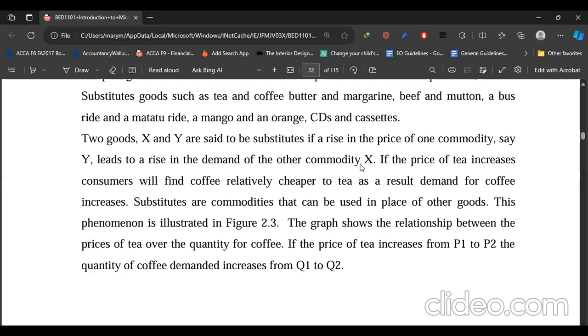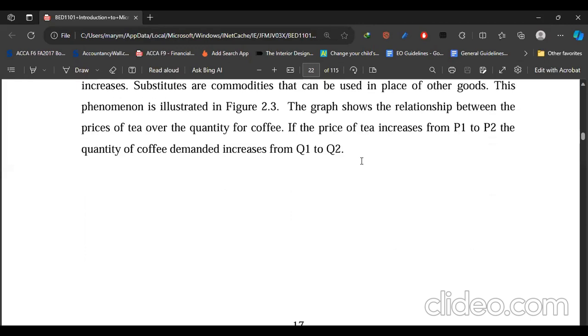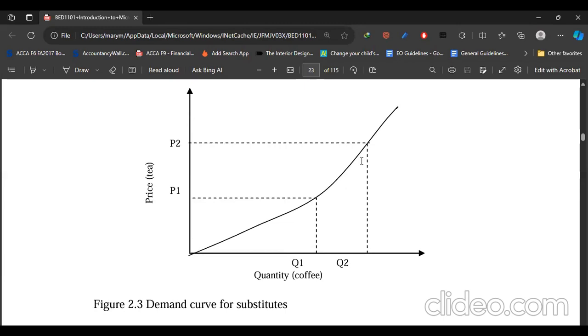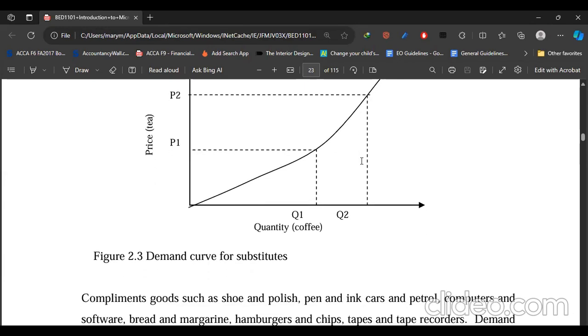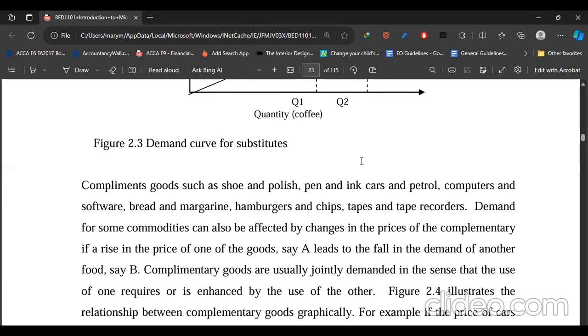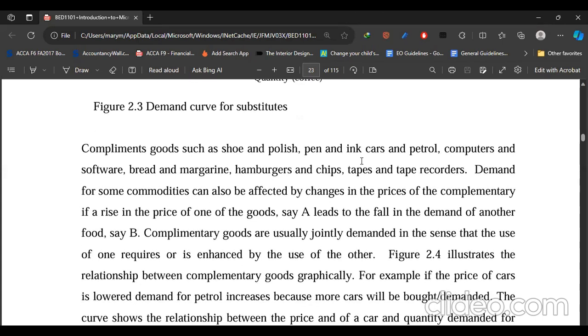This phenomenon can be explained down here, and here is what we are discussing about that concept. And you see how it is. The price of tea increases, right? What is happening to the quantity of the coffee? It will shift upward. And that is why we are saying that the complement goods such as shoe and polish, pen and ink, petrol, computers and software, bread and margarine, hamburgers and chips, tapes and tape recorders, the demand for some commodity can also be affected by changes in the prices of the complementary.